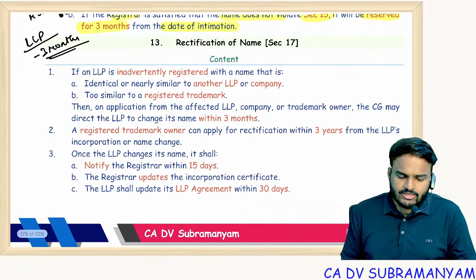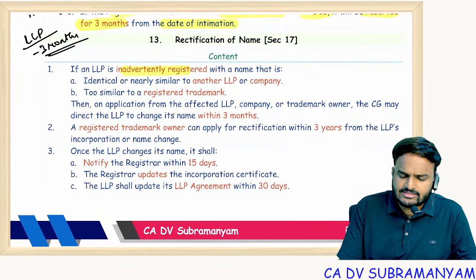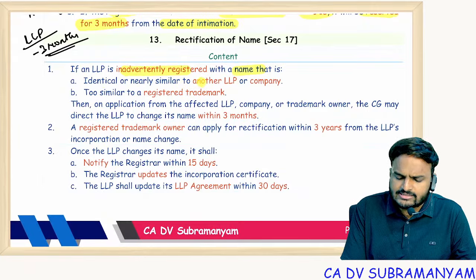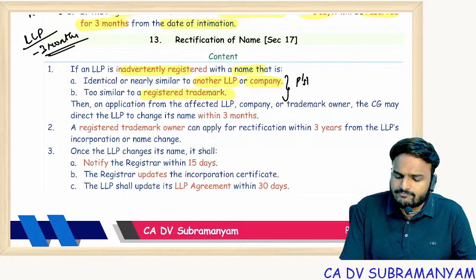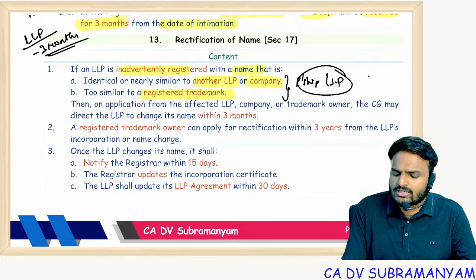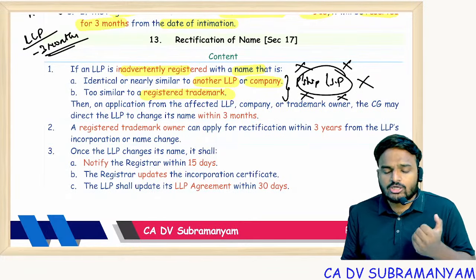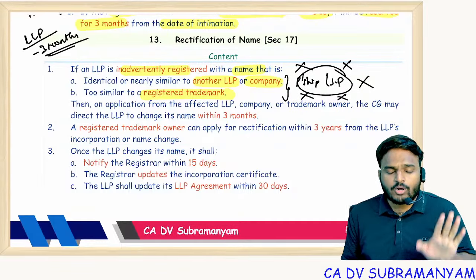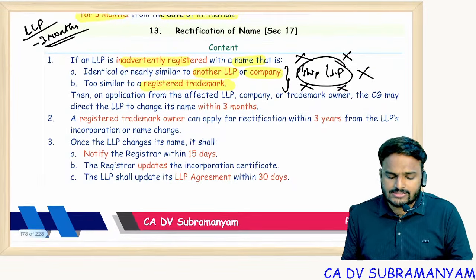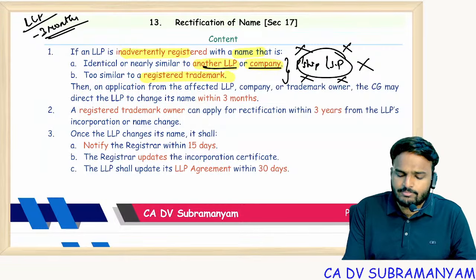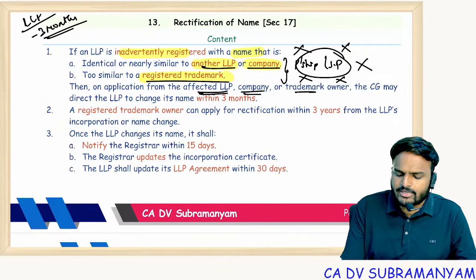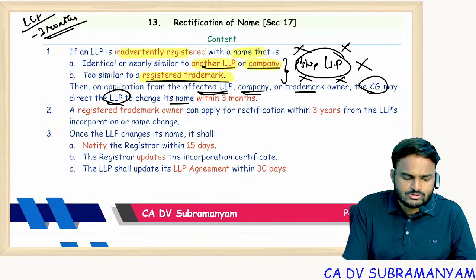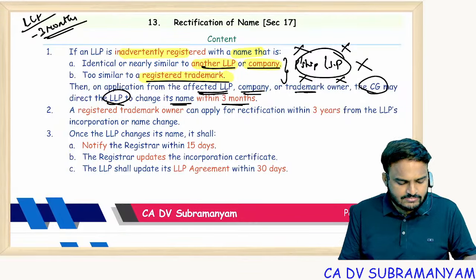Rectification of name. If an LLP is inadvertently registered with a name that is identical or nearly resembles another LLP, another company, or a registered trademark. You can see here partnership firm and sole proprietorship are not covered. So even if your name matches an existing registered partnership or sole proprietorship, no problem. You can use that name continuously. If your name matches another LLP, a company, or a registered trademark, then on an application from the affected LLP, company, or trademark owner, CG may order the LLP to change its name within 3 months.